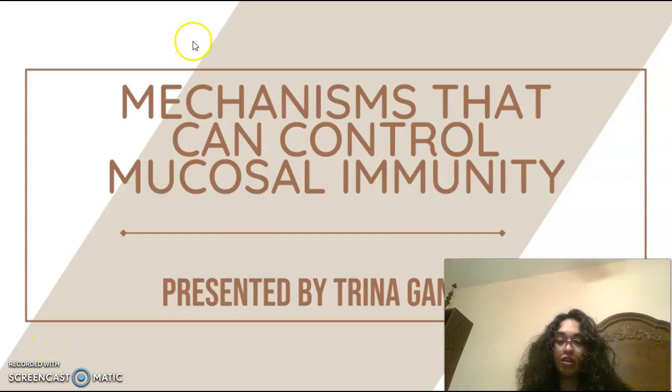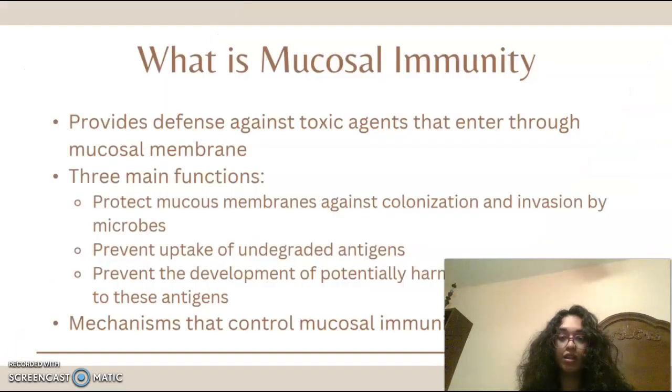And today I'll be presenting on mucosal immunity and, in specific, the mechanisms that control mucosal immunity. To begin with, the mucosal immune system provides the first line of defense against toxic agents that enter the body through the mucosal membrane. The mucosal immune system has three main functions, which are to protect the mucous membranes against colonization and invasion by potentially dangerous microbes that may be encountered.